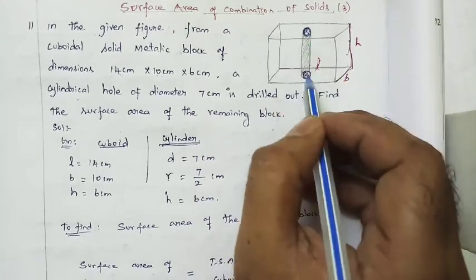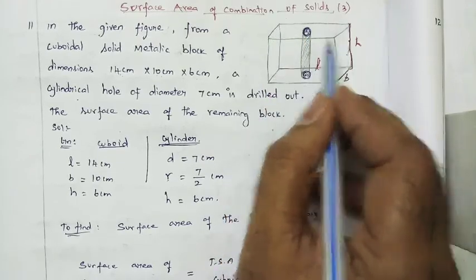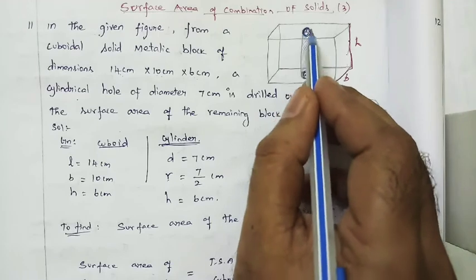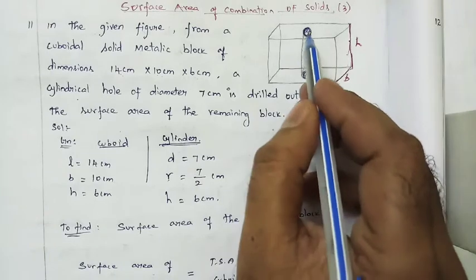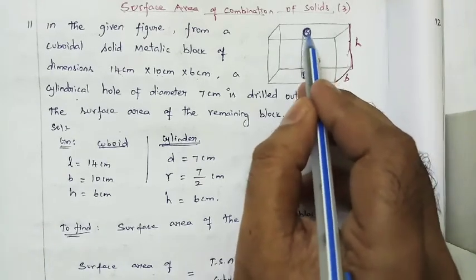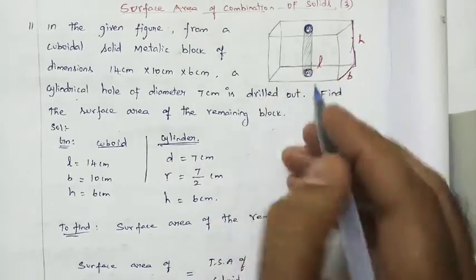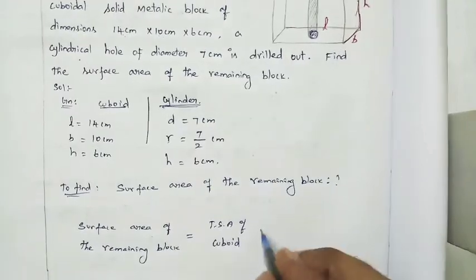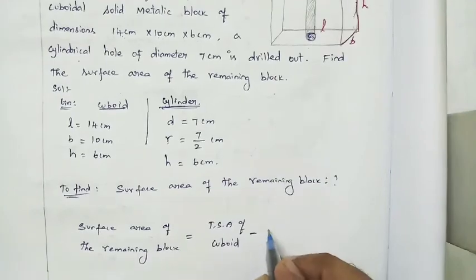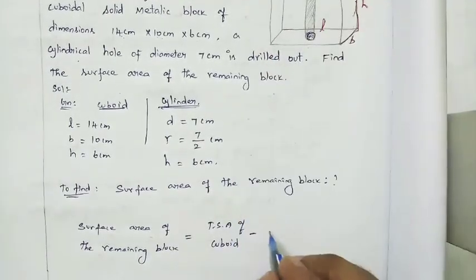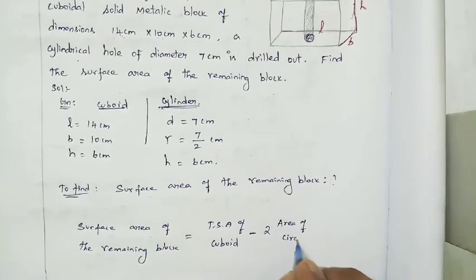We have to subtract these two areas because we can't paint them. In the top of the cuboid, the circle shape has no area, it is a hole. While we are removing the cylinder, this will make a hole, so we can't paint here. So it is the TSA of cuboid minus, what is the shape of top and bottom? Circle. So 2 times the area of a circle, since we have 2 circles, subtracting.